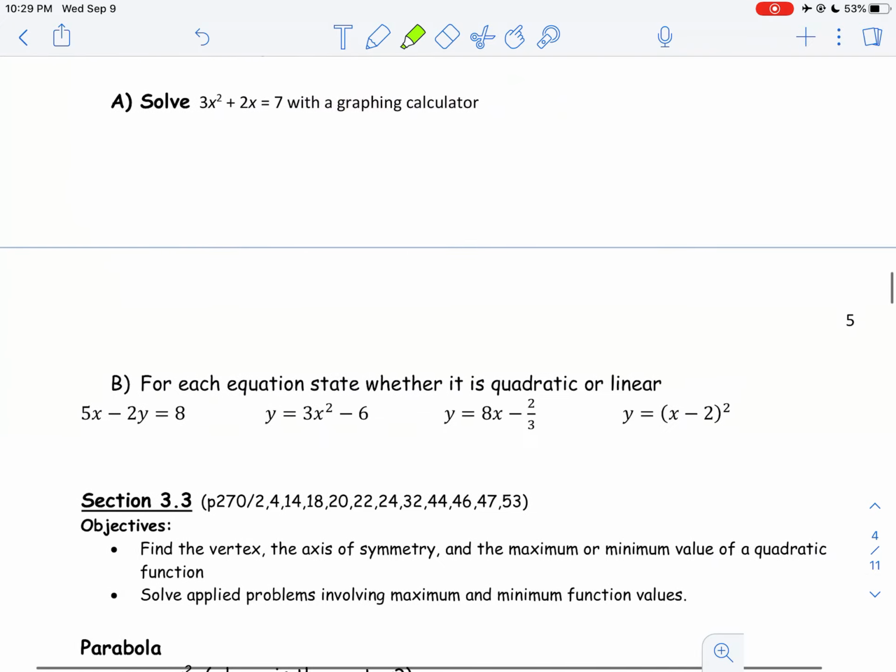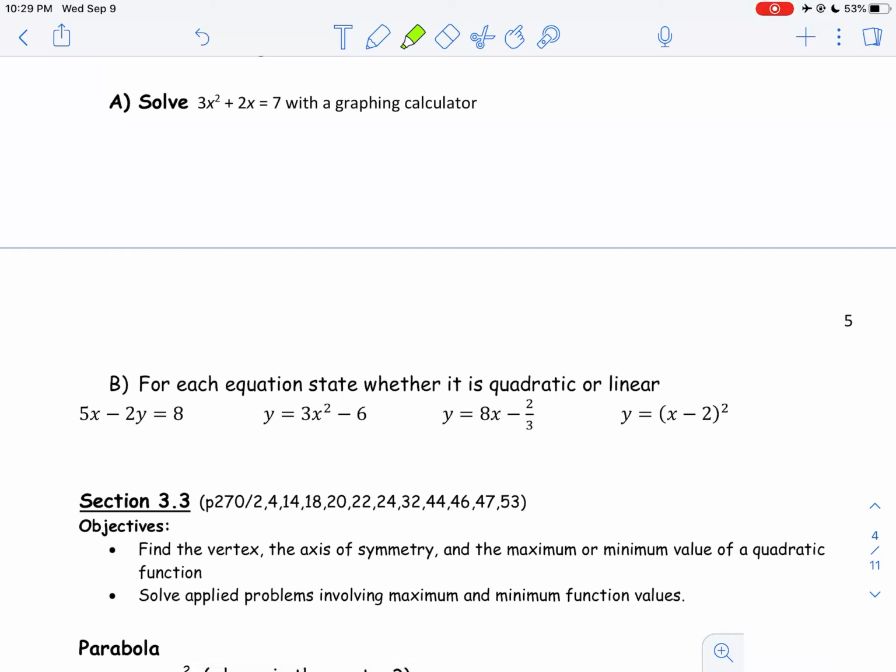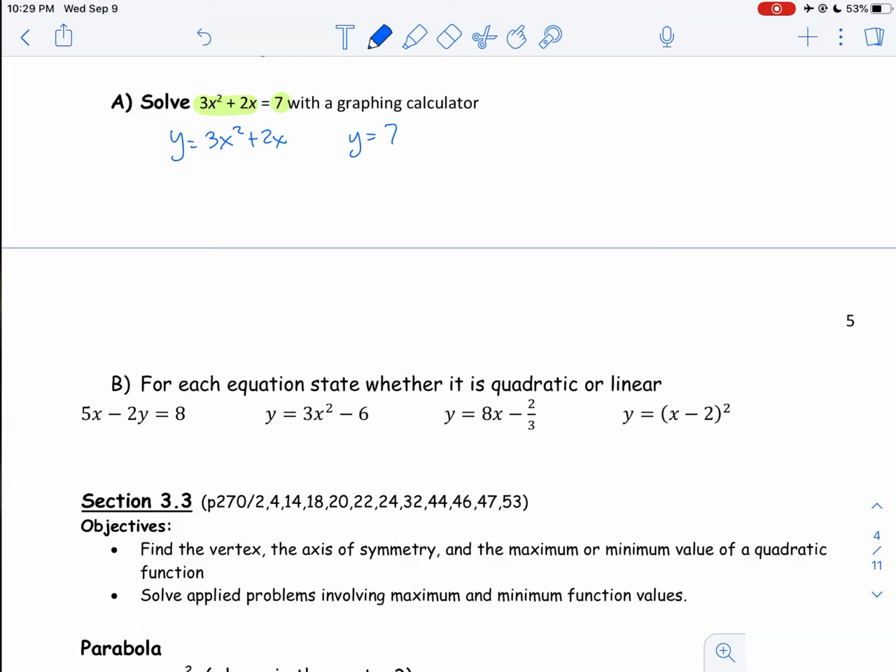All right, let's take a look at how we could do this with a graphing calculator. The way we're going to do this with a graphing calculator is we're going to set this up as two different equations, and we're going to see where they intersect.